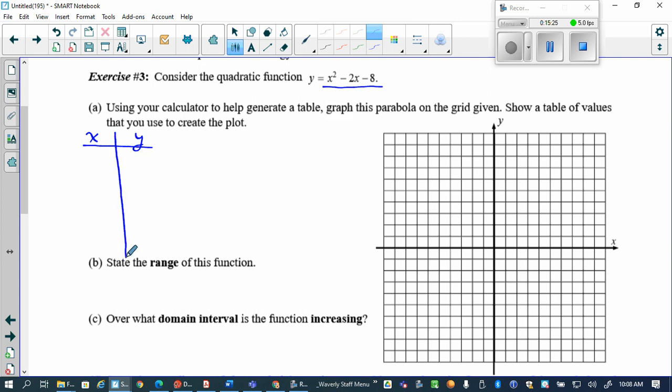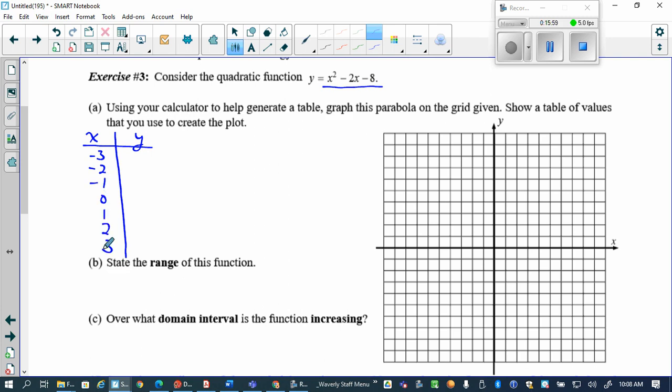And with a line, how many points define a line? 2. Do you think we could just use 2 points and accurately graph a parabola? No. You need at least 3 or 4, right? The more accurate you want to be, the more points you're going to need. So let's make a table of values from -3 to 3: -3, -2, -1, 0, 1, 2, 3.